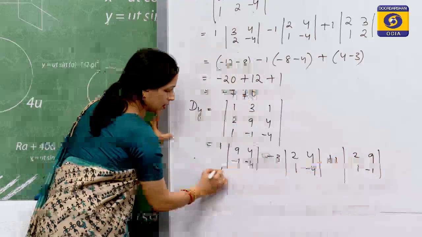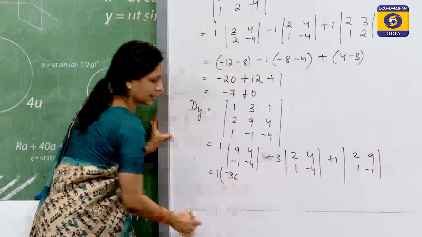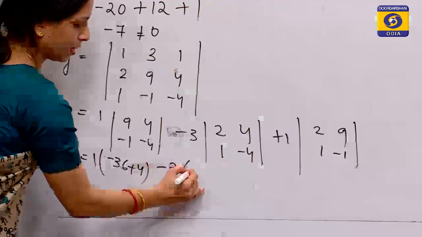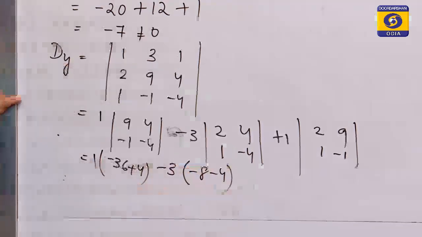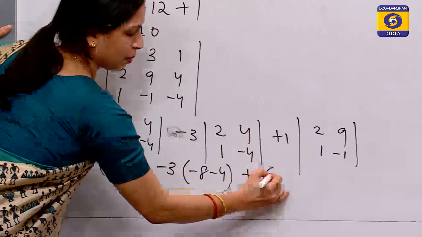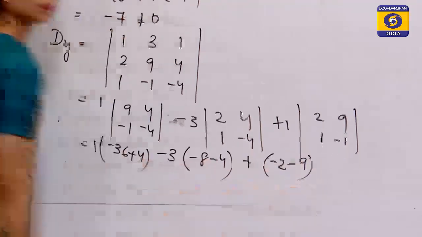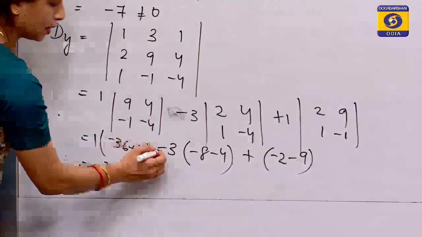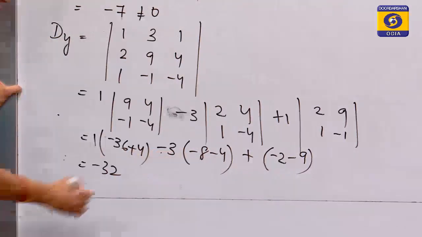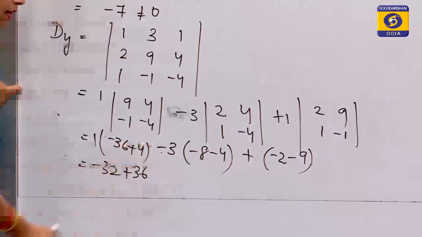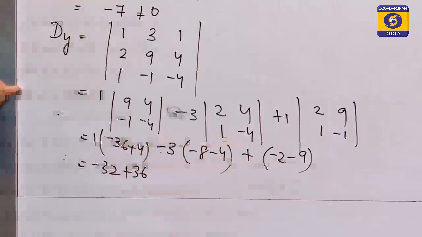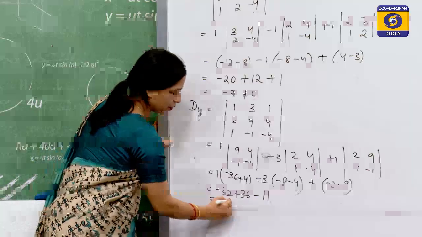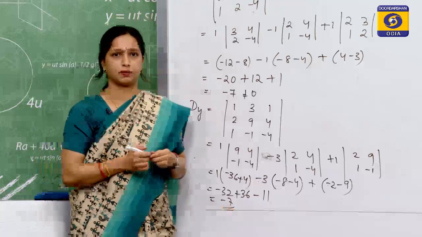So, here we get minus 36 minus minus 4. So, plus 4, here we get minus 8 minus 4, and here we get minus 2 minus 9. So, here we are getting minus 32, this is minus and minus 12, so minus becomes plus 36, and this is minus 2 minus 9. So, that is minus 11. Okay. So, again the answer will be minus 7.